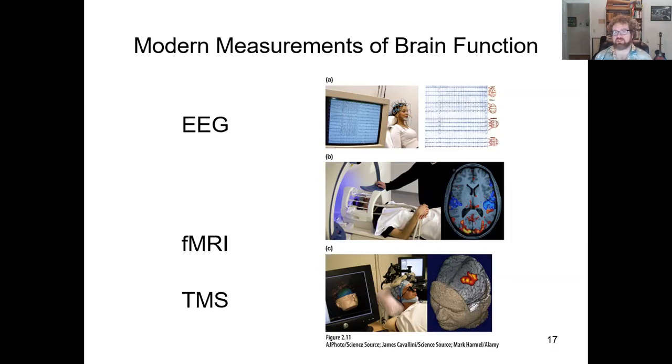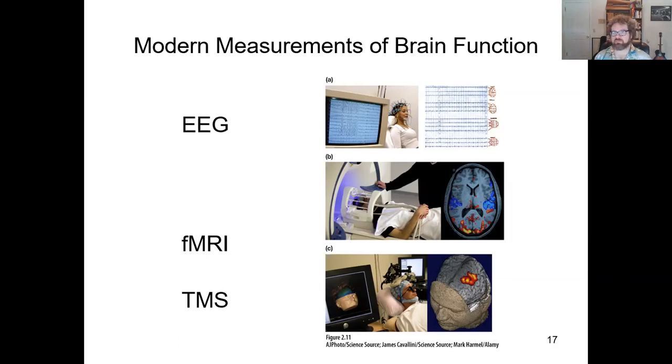So fMRI is very advantageous because it gives you structure and function. The downside to fMRI is it's prohibitively expensive to do. Most university psychology labs cannot afford to house an fMRI machine. Usually, if they want to rely on fMRI research, they have to go to something like a hospital and rent the machinery or something like that.